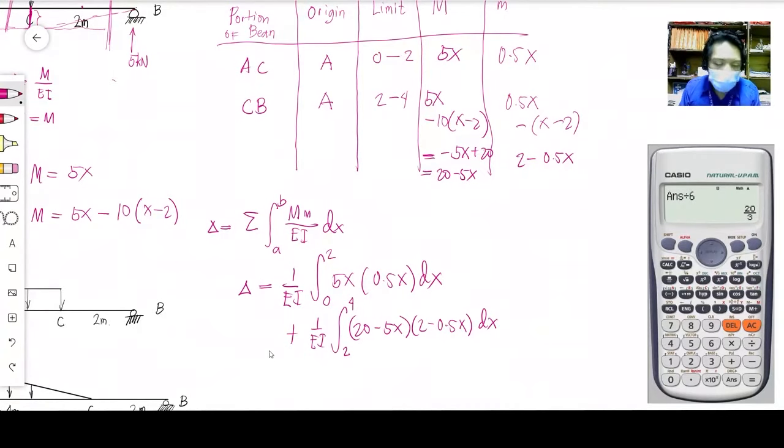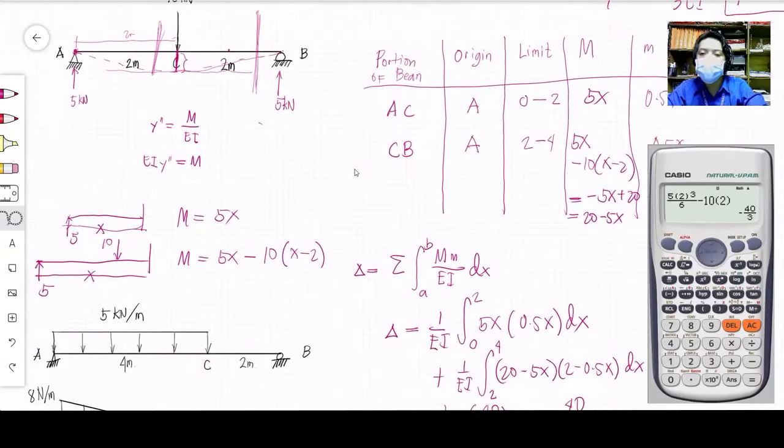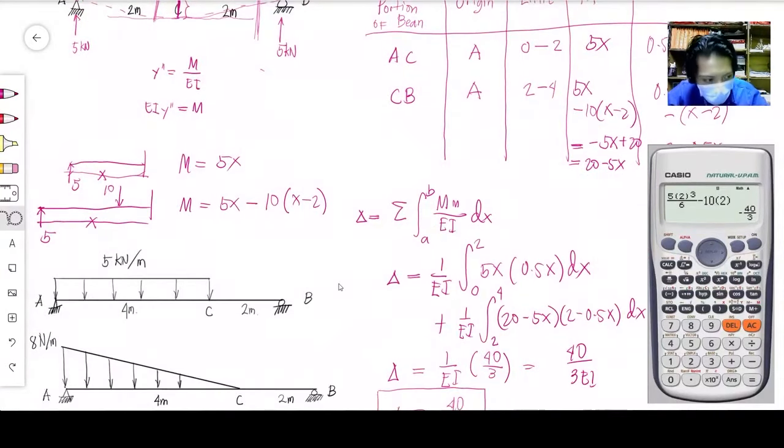So you will use your calculator to find the value of the deflection. Let me use the calculator. The answer is 40 over 3. Of course, don't forget the 1 over EI, so 1 over EI times 40 over 3, or simply 40 over 3 EI. So that's how you solve for the deflection using the virtual work method.